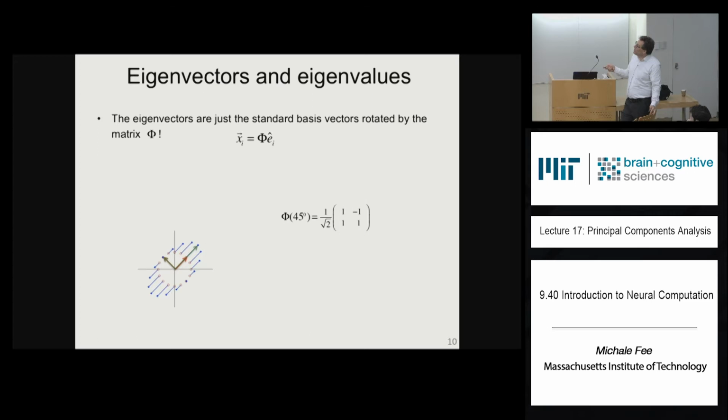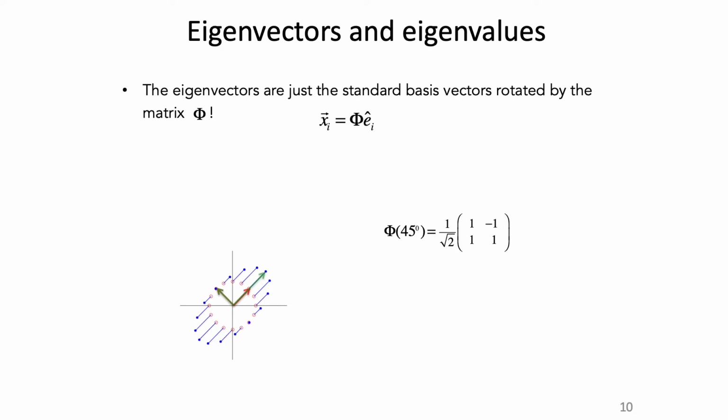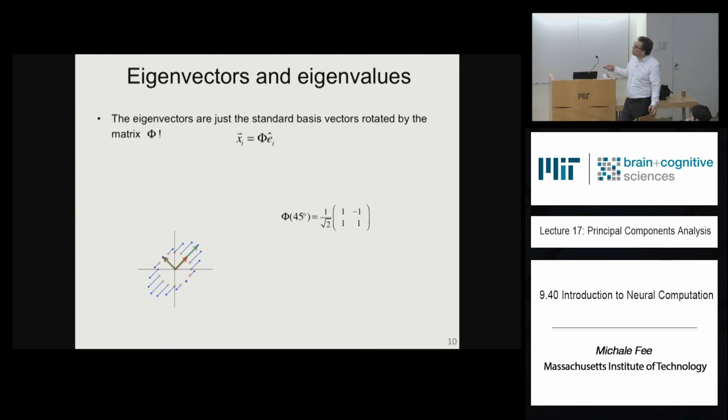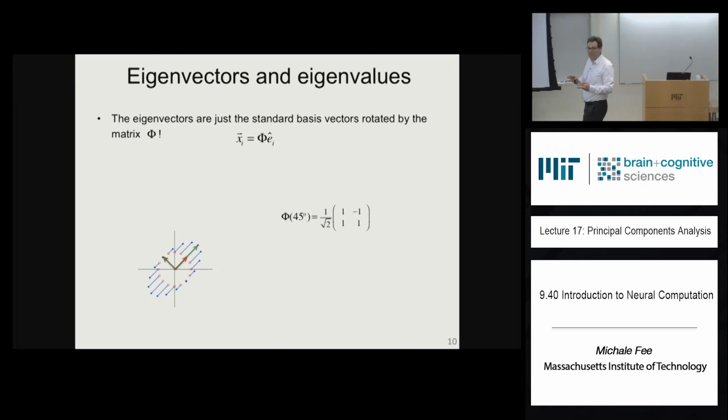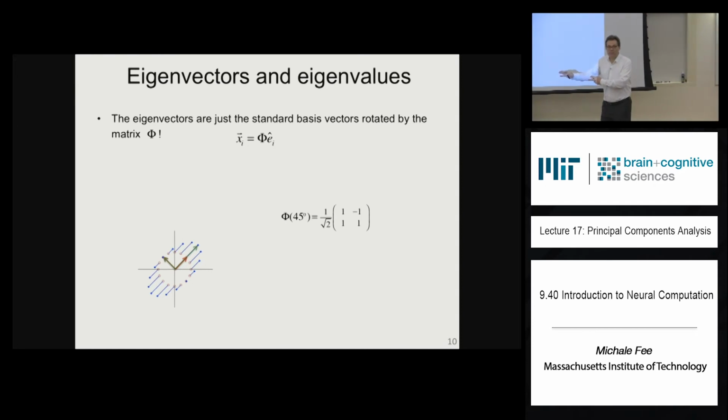These eigenvectors here are given by phi times a standard basis vector. So phi is a rotation matrix, right? So phi times a standard basis vector is just what? It's just a standard basis vector rotated, right?